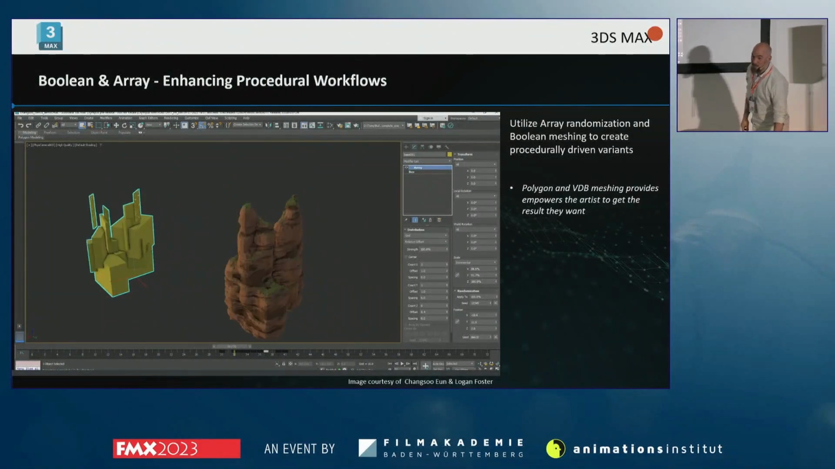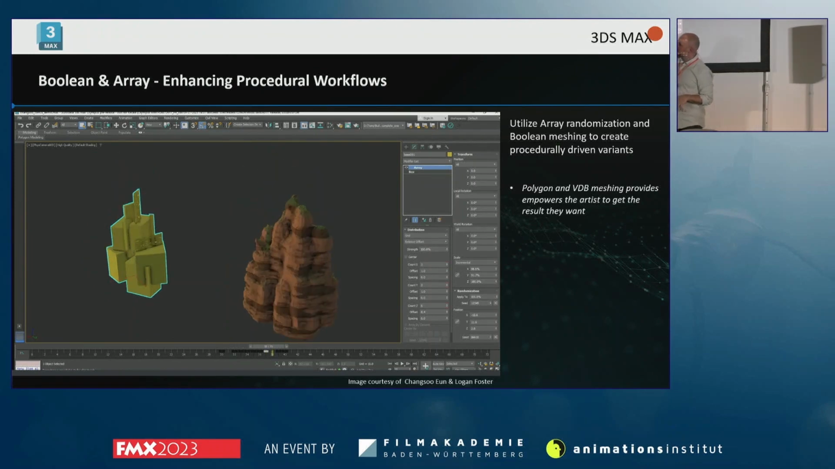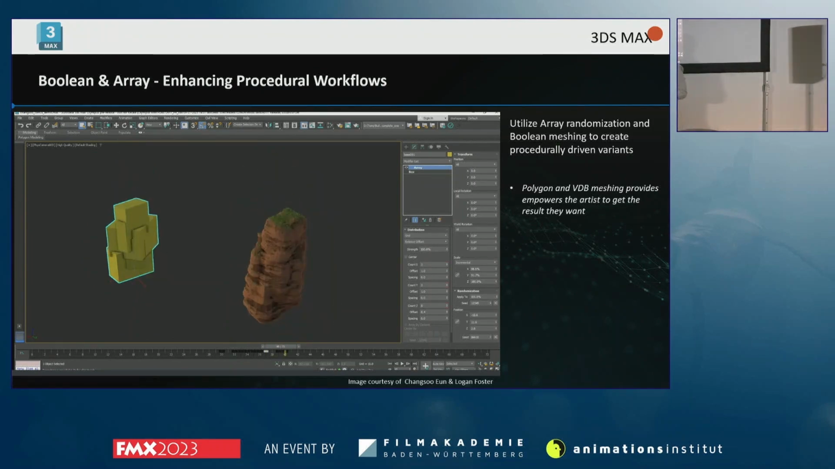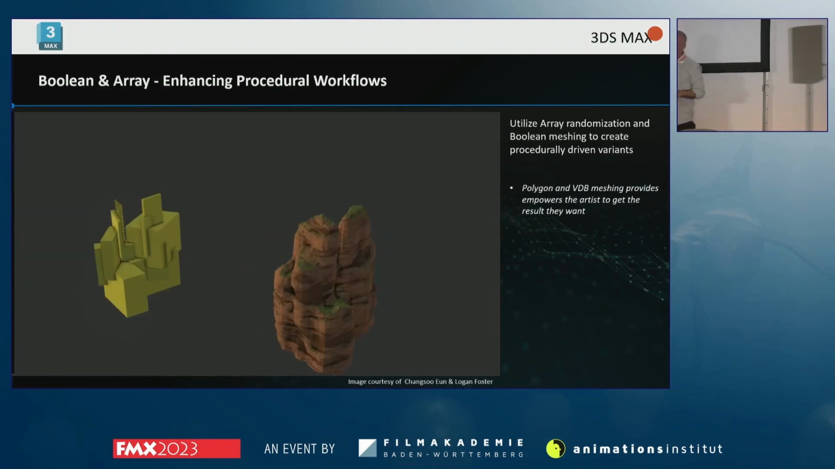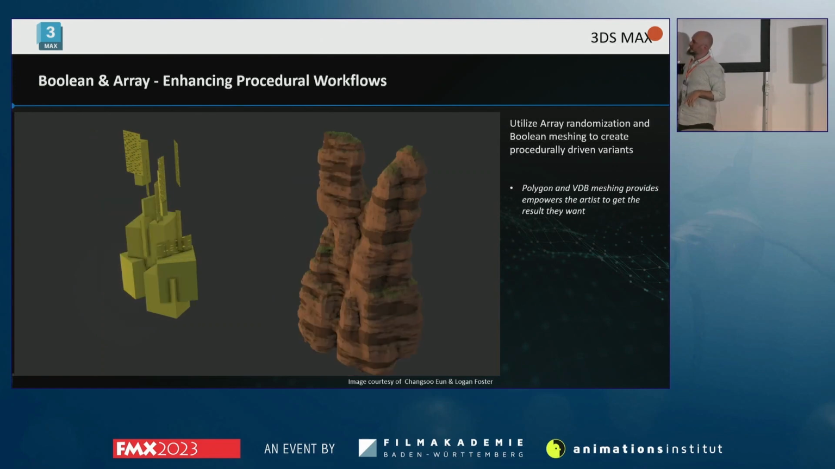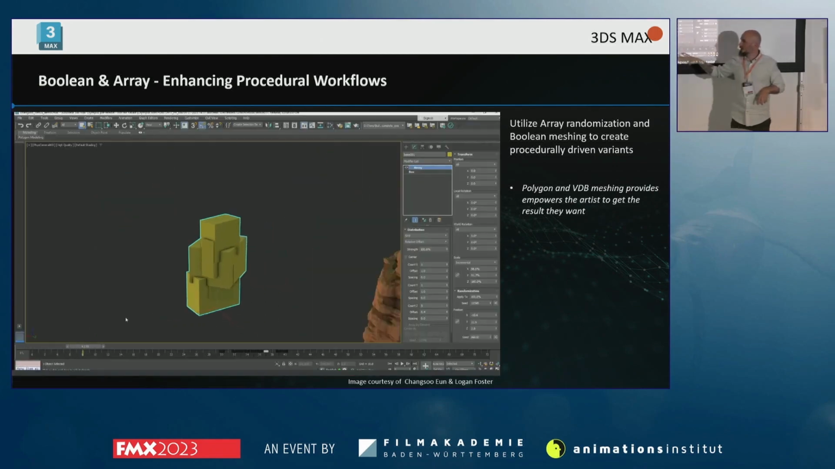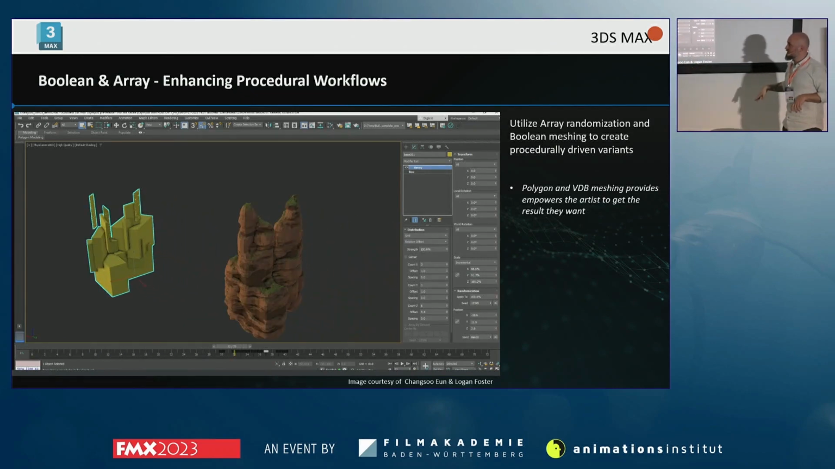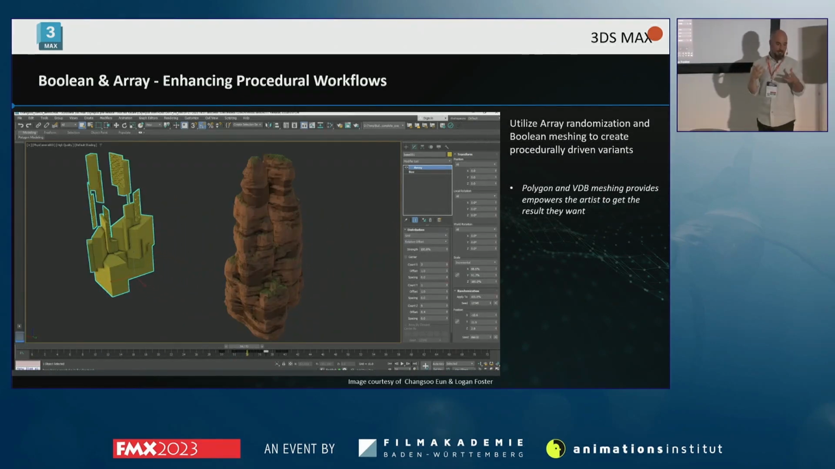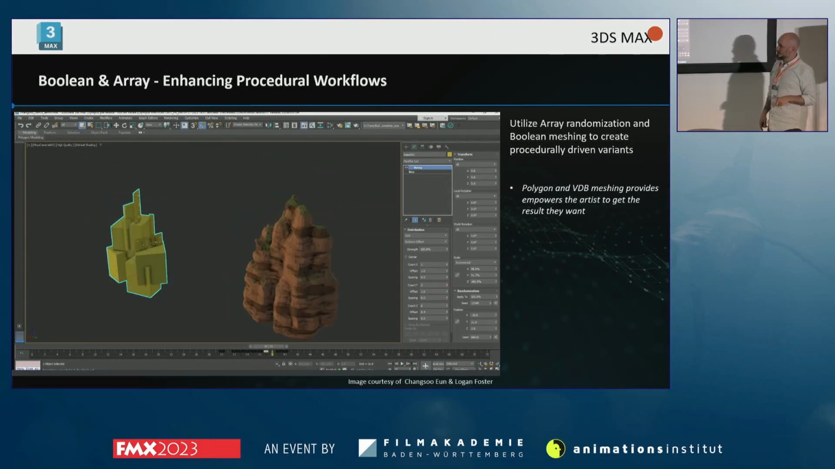And that's my last Boolean plus array tip. What we've been doing here is using the Booleans with the VDB meshing and the array to quickly go through different iterations for creating these kind of gamified assets. If you combine that with, let's say, OSL shaders that have a little bit of logic to them, you can quickly get these kind of materials running as well.